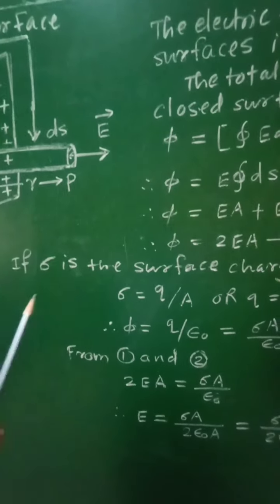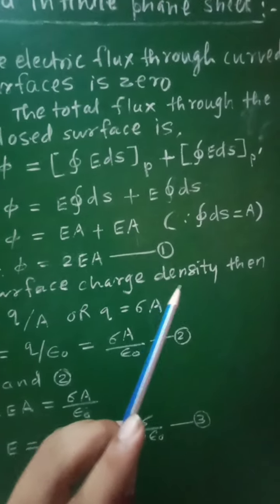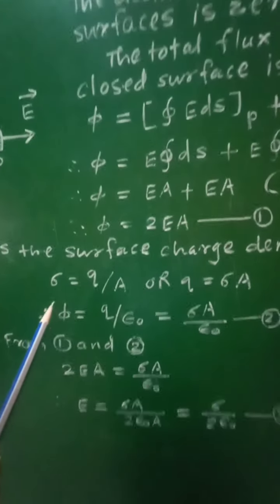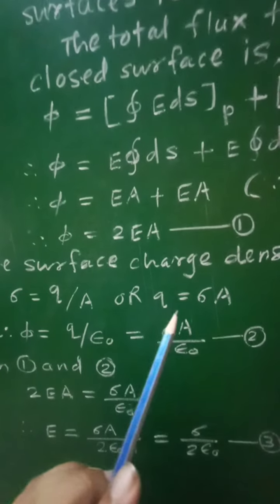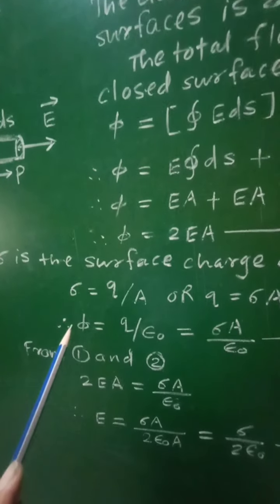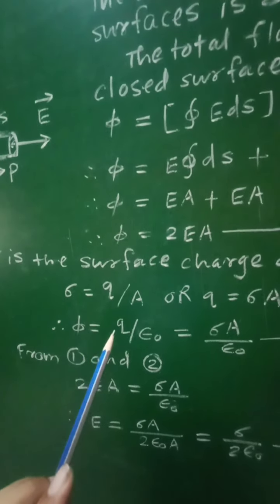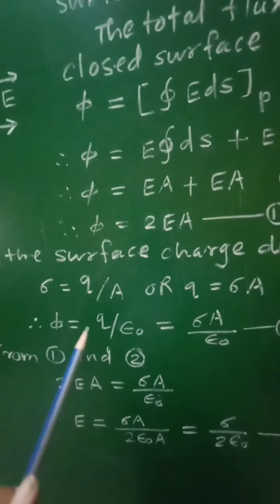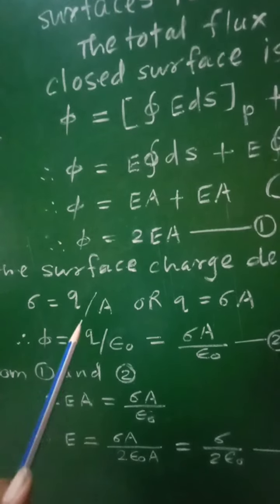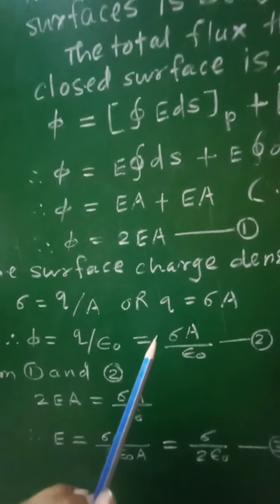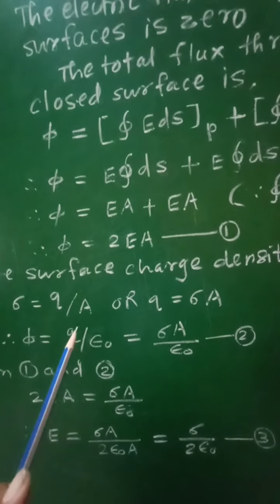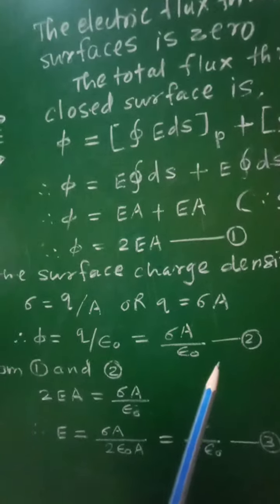Now if sigma is the surface charge density of that plane sheet, then sigma equal to Q by A, or Q is equal to sigma A. But we know that the magnitude of the flux phi will be equal to q upon epsilon 0. If k is equal to 1, then it will be equal to sigma A upon epsilon 0, because q is equal to sigma A. Equation number 2.